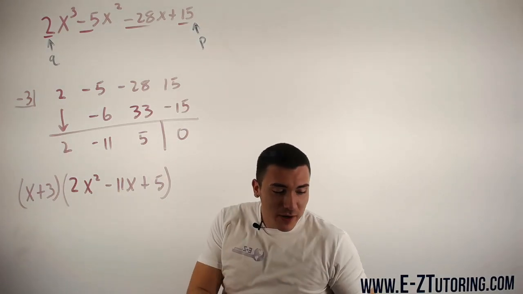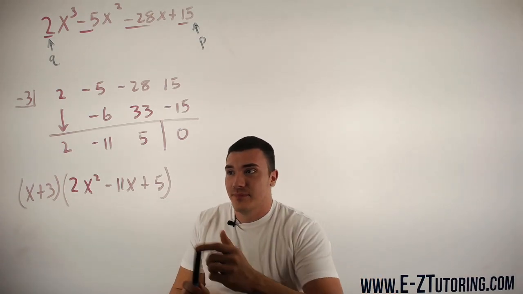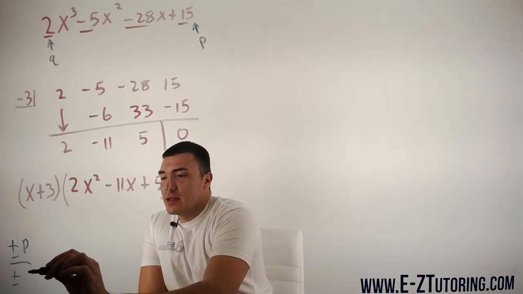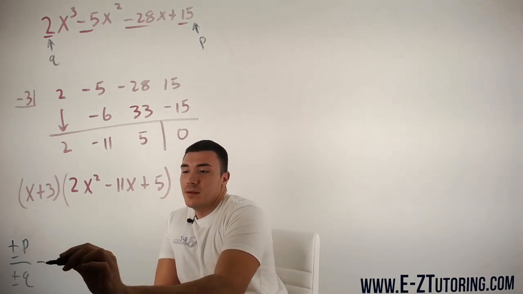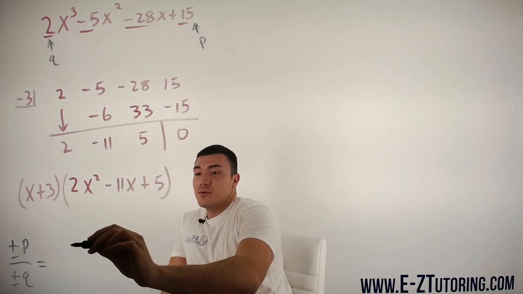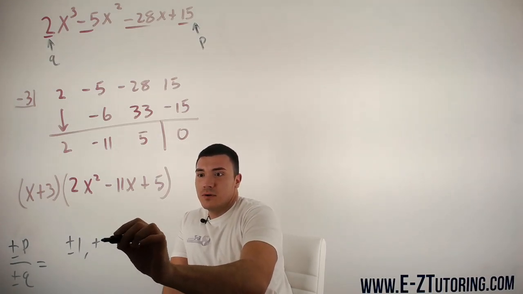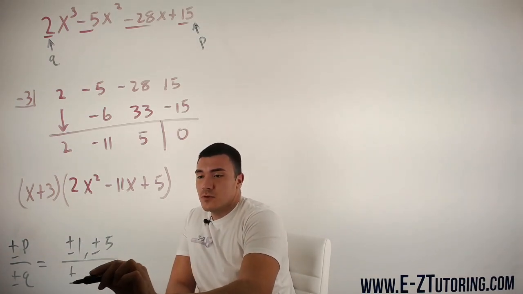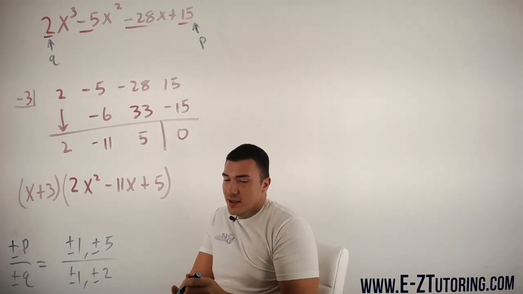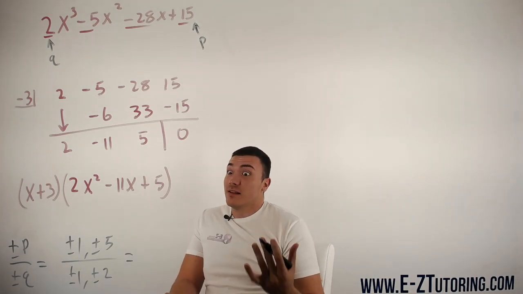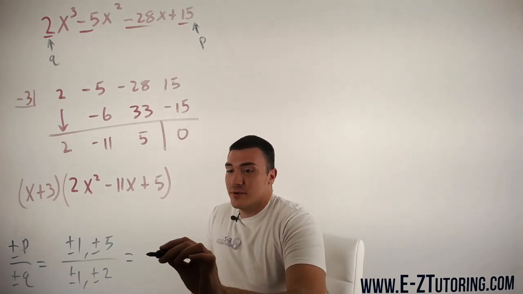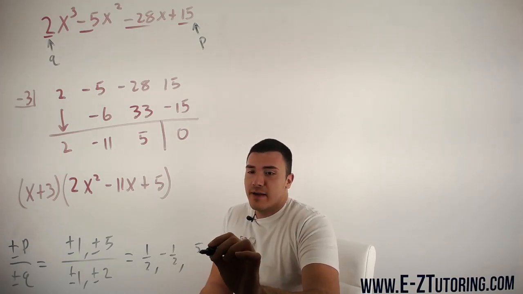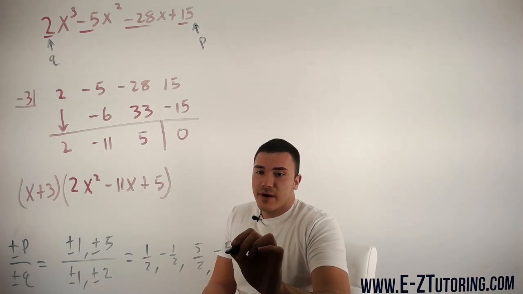All right, so now we want to find the possible zeros of this. So once again, we do plus or minus p over plus or minus q. P is 5, so factors of 5 are easy, 1 or 5. That's it. Q is just 2, so plus or minus 1, plus or minus 2. So now we get a lot less possible zeros. We get 1/2, -1/2, 5 halves, -5 halves.